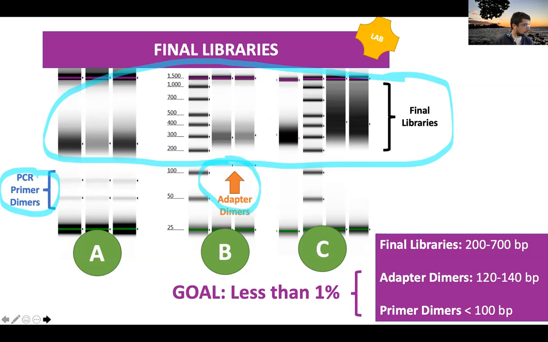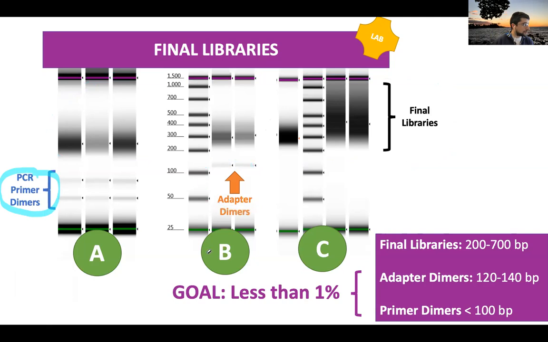While your adapter dimers are usually between 120 to 150 base pairs, and the PCR primer dimers are usually much shorter than that. We're talking about 50, 60, 80 base pairs, okay? And why am I saying that these are contaminants, okay? Usually we aim to have less than 1% of both adapter dimers and primer dimers, okay?